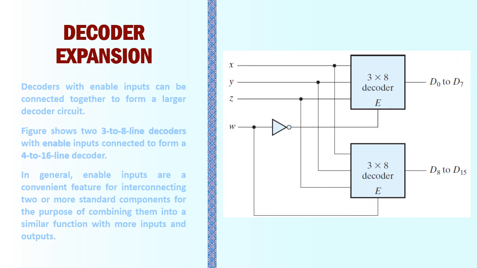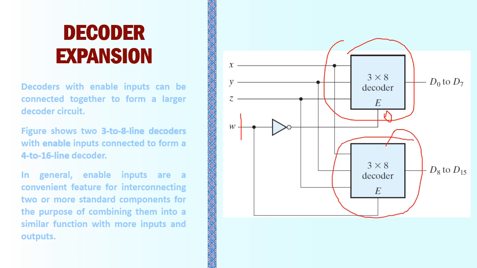On the other hand, when W is equal to 1, since this 1 is being complemented and coming over here as 0, the upper decoder is not working, and the lower decoder, its enable will be high and it is working. Then again, depending upon the value of X, Y and Z, all these 8 outputs will get decoded.